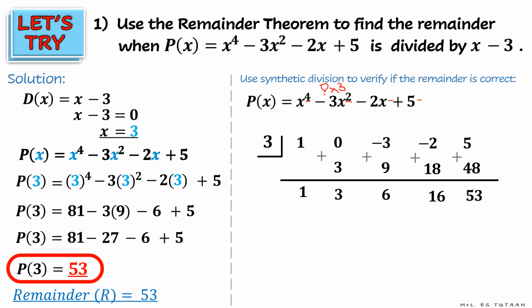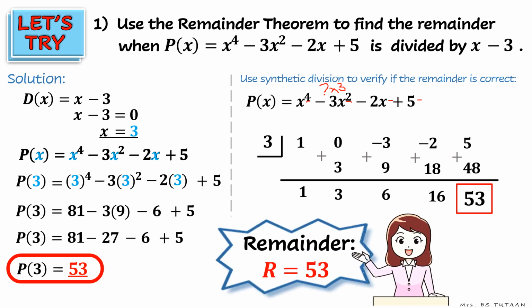So, kung mapapansin nyo, ang ating dulong number ay 53. So, ibig sabihin yung pinakadulong number sa right ay yan yung ating remainder. So, they have the same answer. So, that means the remainder is 53, and that is correct. So, that's how you verify your remainder theorem using the synthetic division.